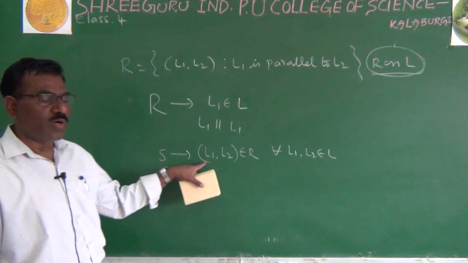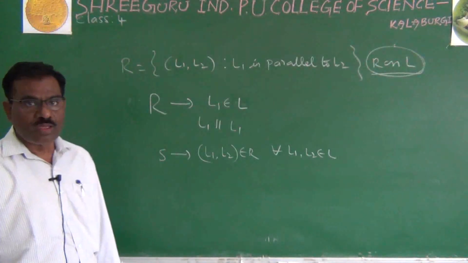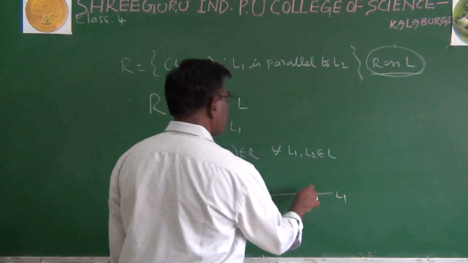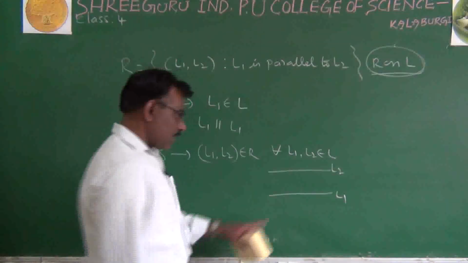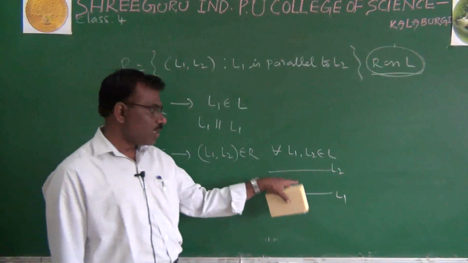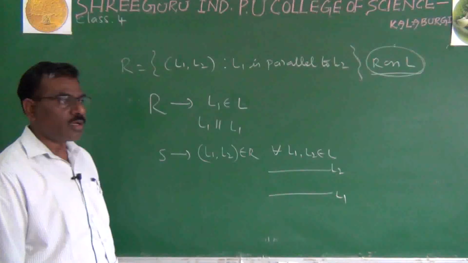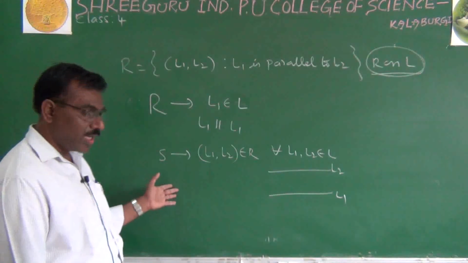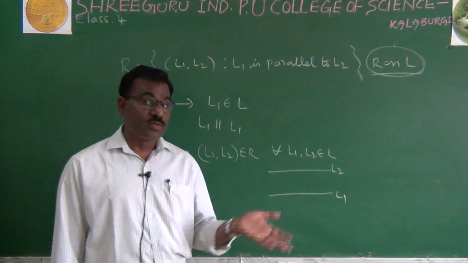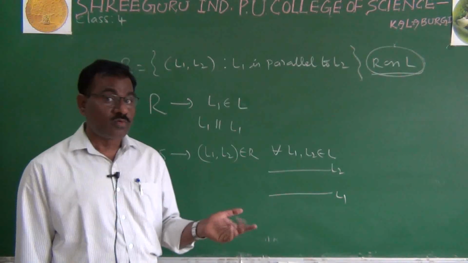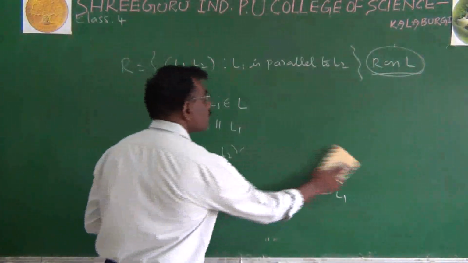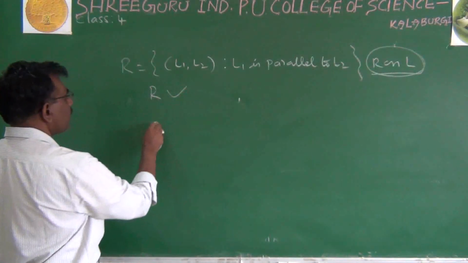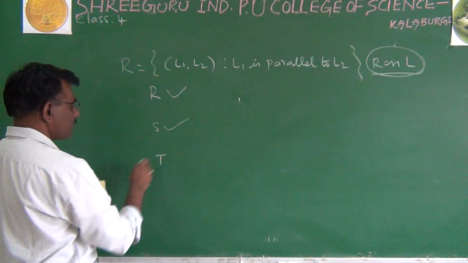Now what is here? L1 is parallel to L2, it implies L2 is parallel to L1. There are two lines, L1 and L2. L1 is parallel to L2 is given, and L2 is parallel to L1. So L2, L1 belongs to R, and therefore R is symmetric. Then what is the next? Reflexive is okay, symmetric is okay, and transitive.